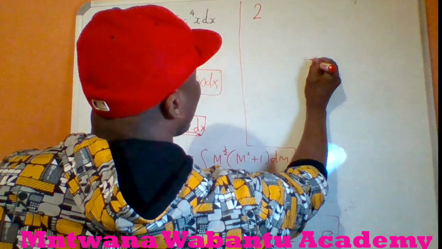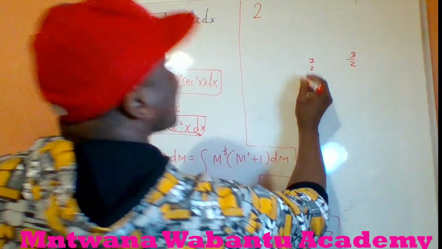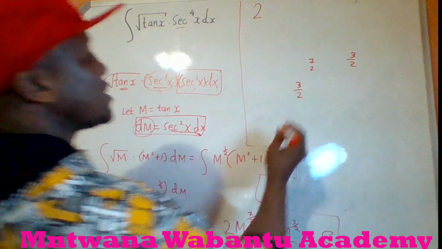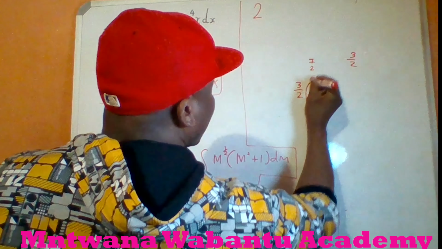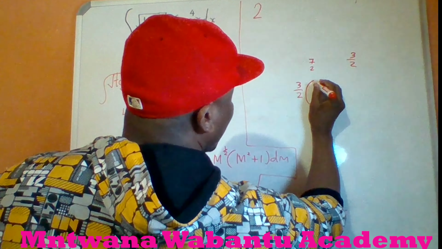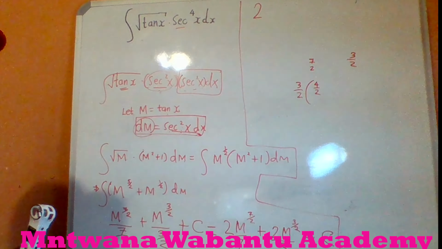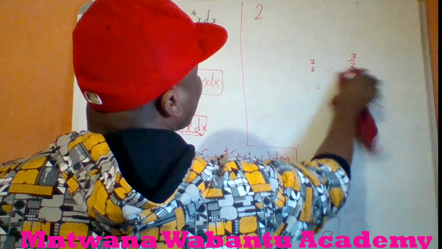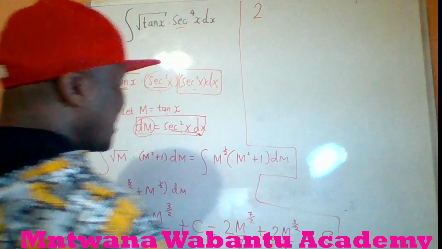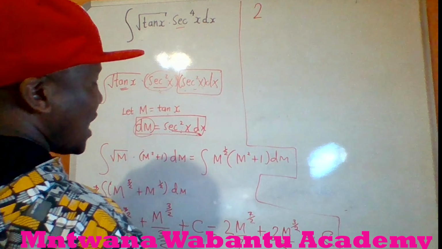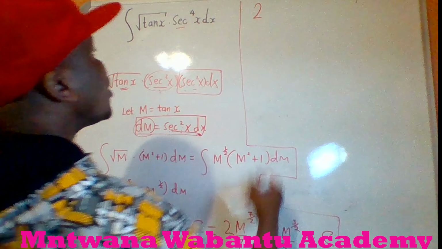Look, if you have a 7 over 2 and you have a 3 over 2, I can take out this common. 3 over 2 is common. If I take 3 over 2 here, I'm going to be left with 4 over 2. Let me say again, some people sometimes are confused. Okay, so we have a 2, 2, and then you have m to the 7 over 2, and then you have m to the 3 over 2. But remember, these are powers. So let me break it down.